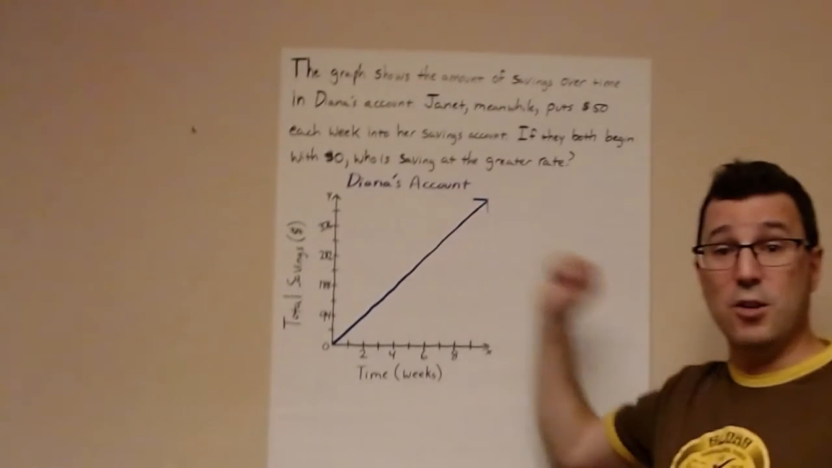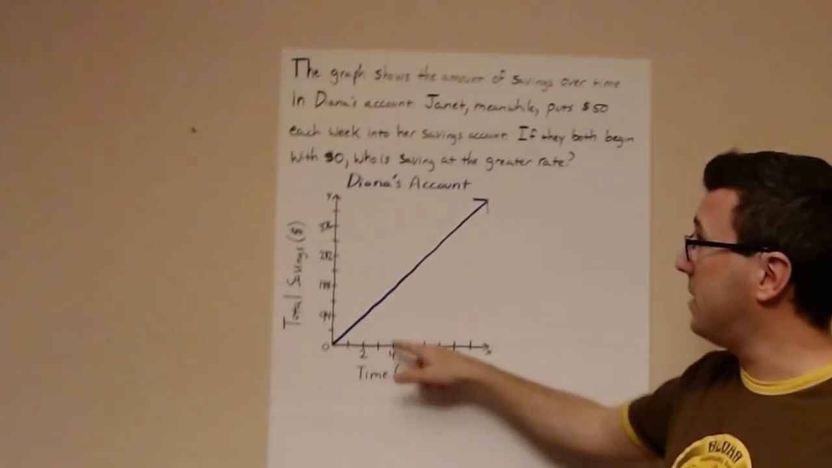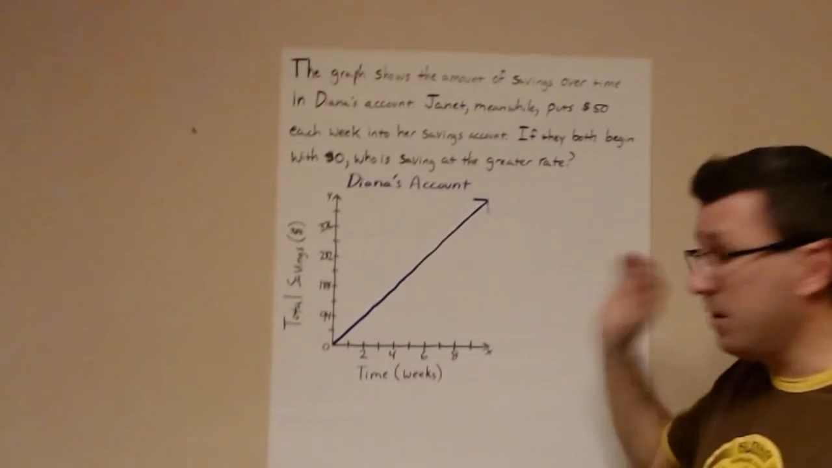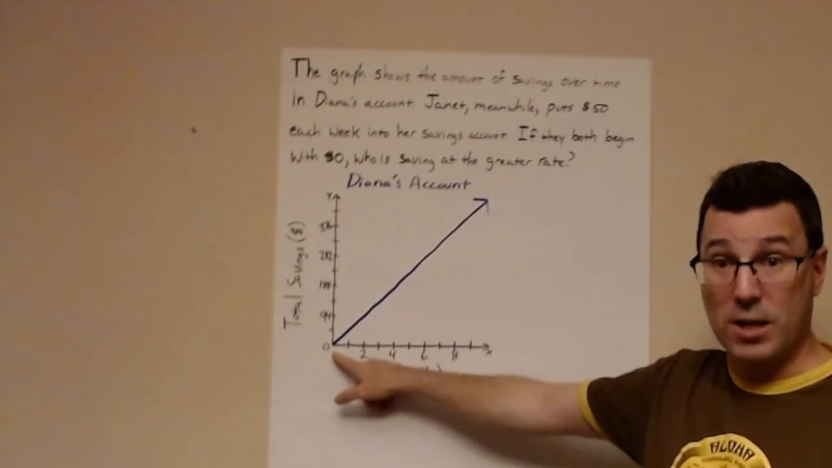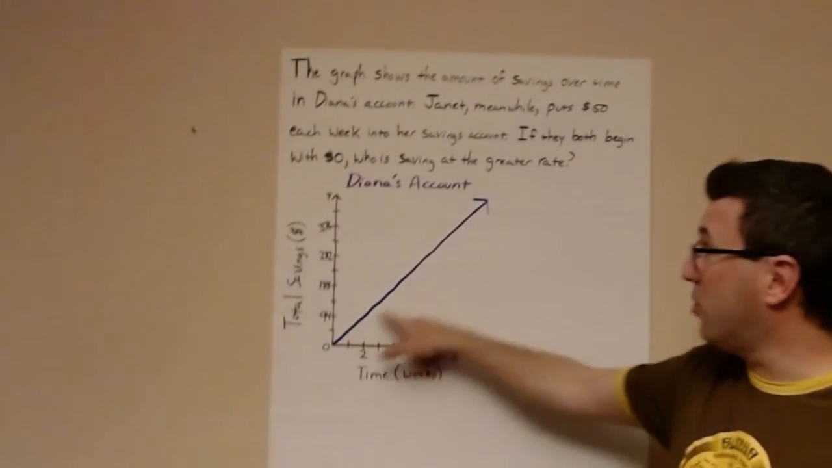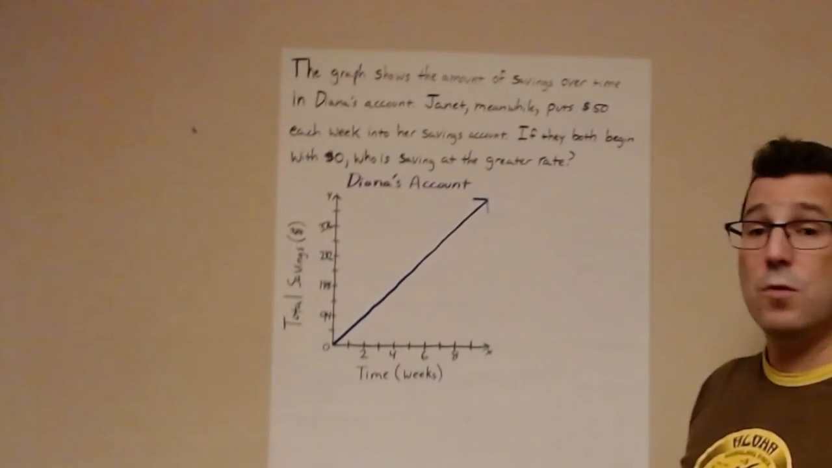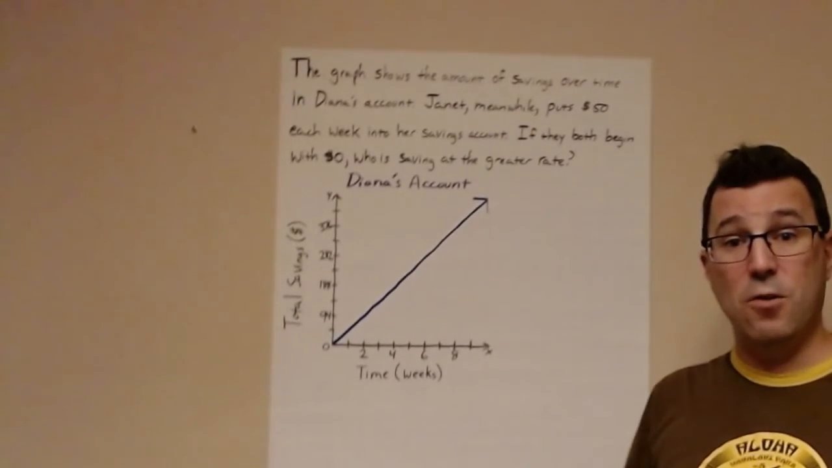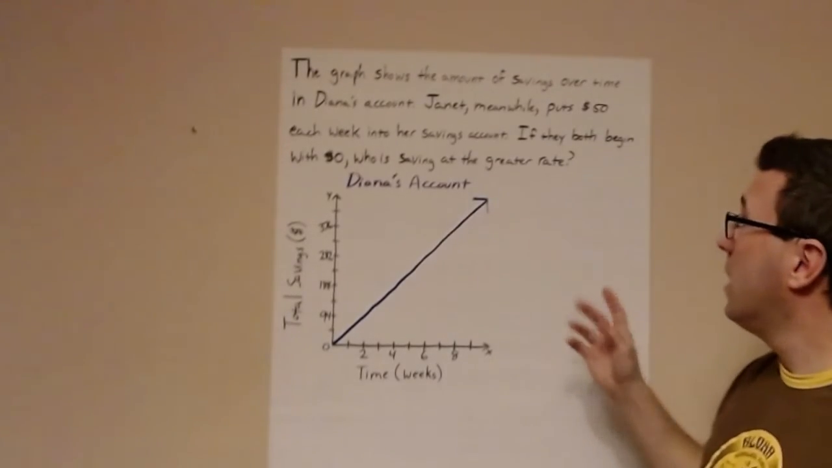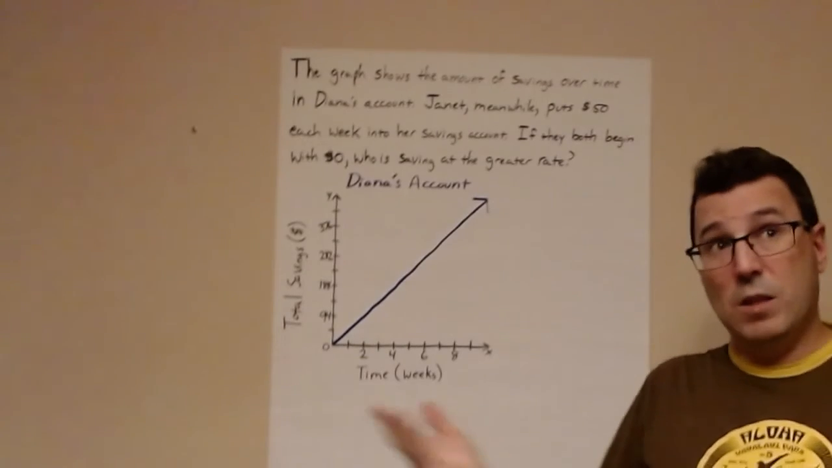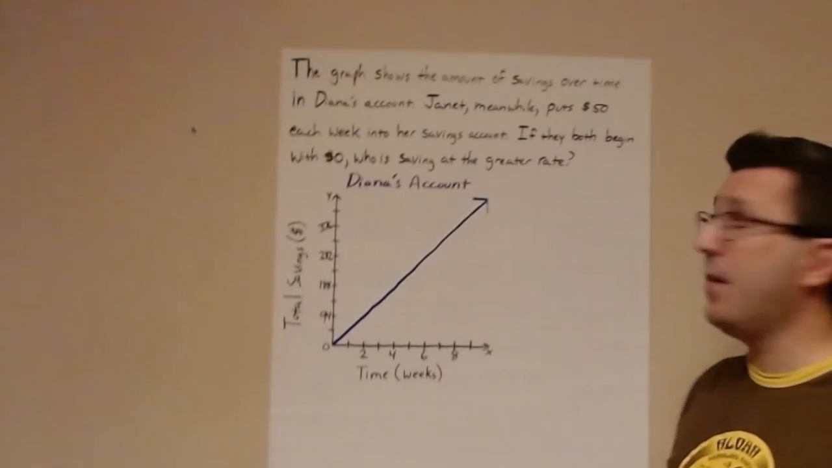So we have here, it says the graph shows the amount of savings over time in Diana's account. So here's Diana's account. Again, I see it's proportional because it's starting at 0, 0, starting at the origin, and it's a straight line. Janet, meanwhile, puts $50 in her savings account each week. If they both begin with $0, so let's say they just opened these accounts, who is saving at the greater rate?